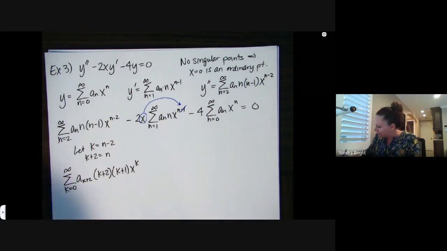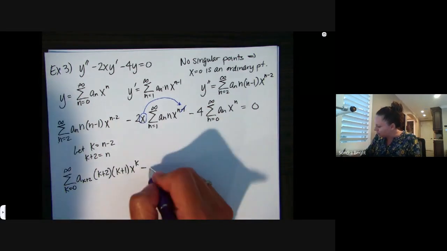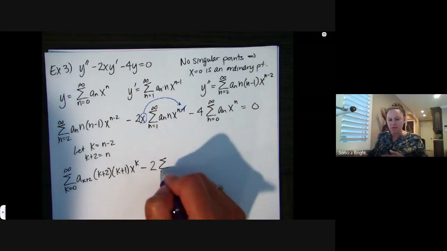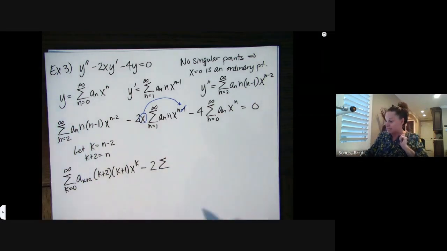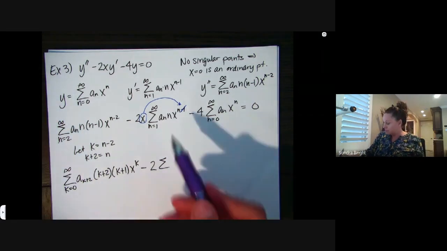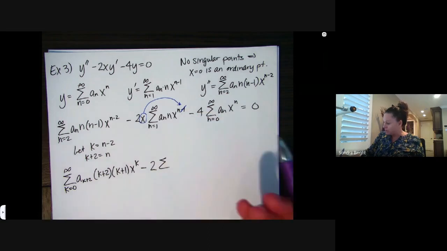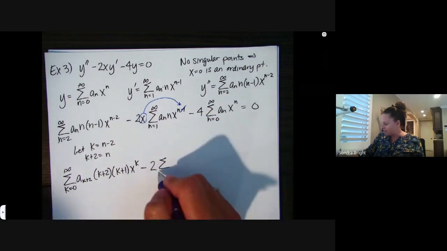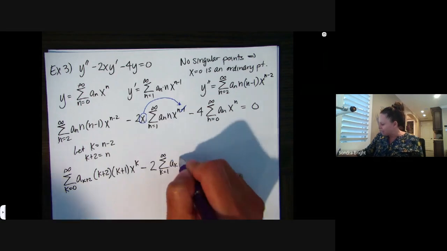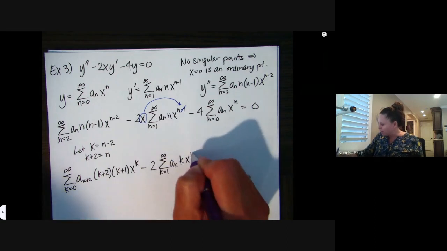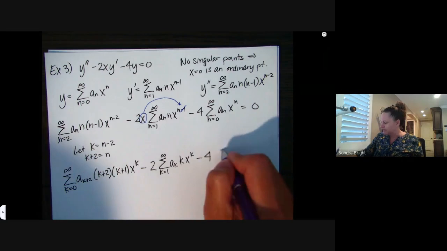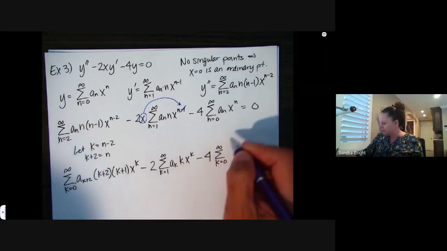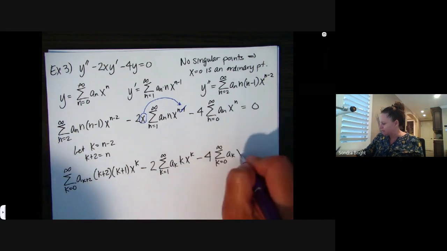And then I've got a minus 2 times... I'm going to go ahead and just switch all of these. Instead of n's, I'm going to replace them with k's. So this is now the sum from k goes from 1 to infinity of a sub k times x to the k. And then a minus 4, same thing here. I'm just replacing the n with a k. A sub k x to the k.